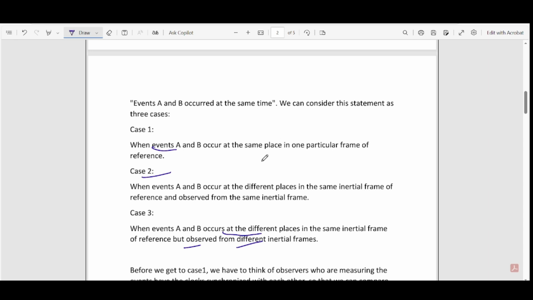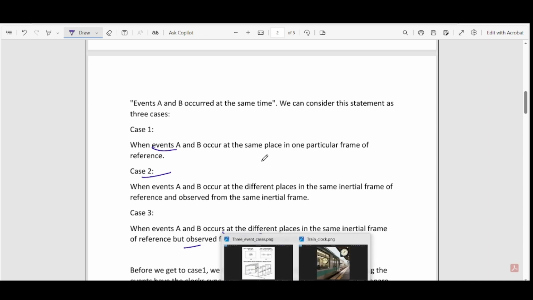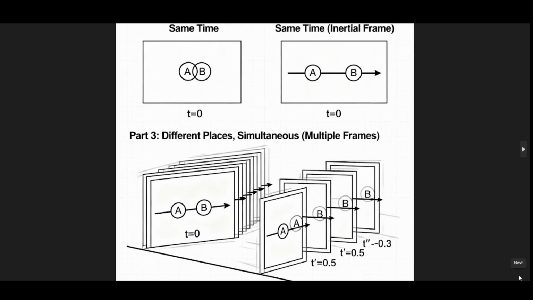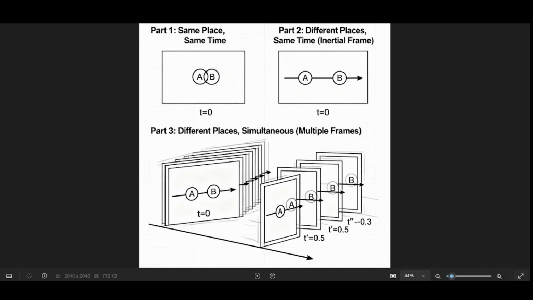If I want to show you pictorially, this is the case. Two events occurring at the same place and the same time, like time t equal to 0, simply overlap each other. This is shown in Venn diagram form. Case two is different places, but at the same time in the same inertial frame of reference, so you can see there is some distance between these two. The event is occurring in one frame of reference, but it is observed by observers in another frame of reference as well. So these are the three cases.